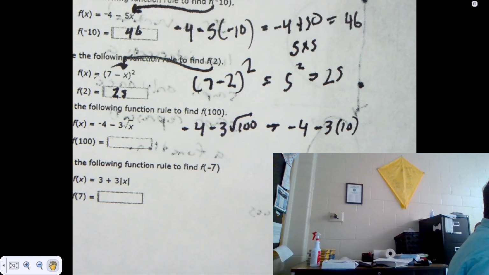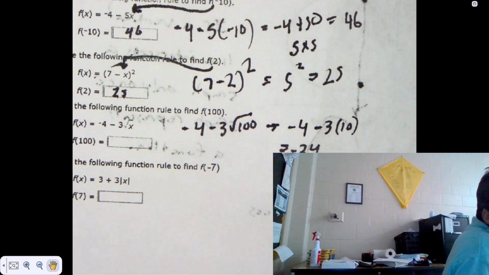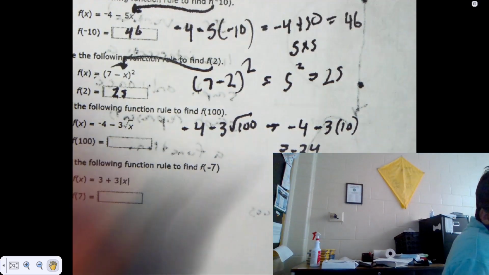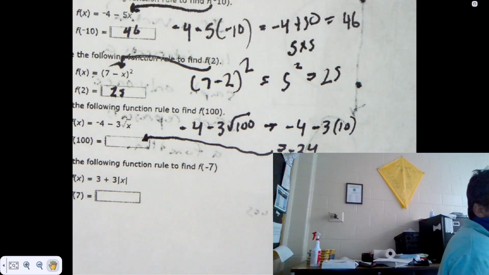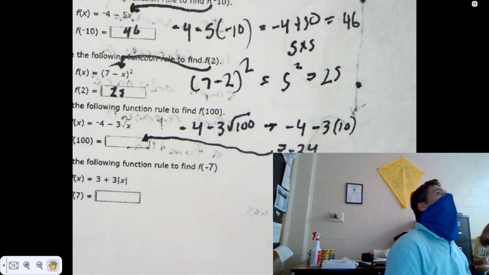So anyways, looks like we got negative 4 minus 30. What do we got? Negative 34. Simple enough. And Trey, you'd put that answer right there in that box.